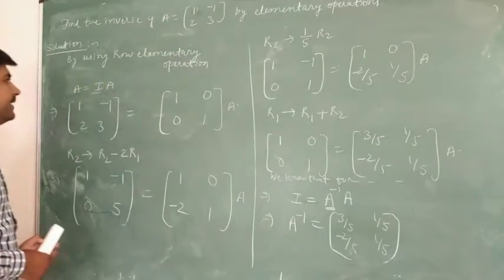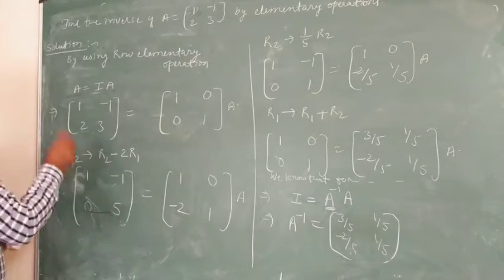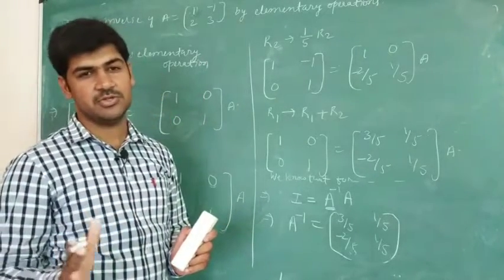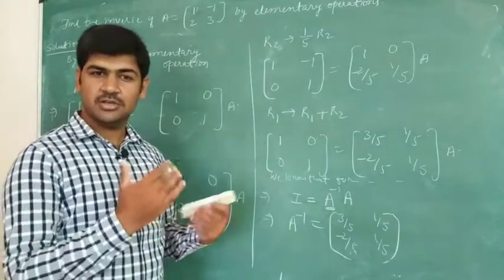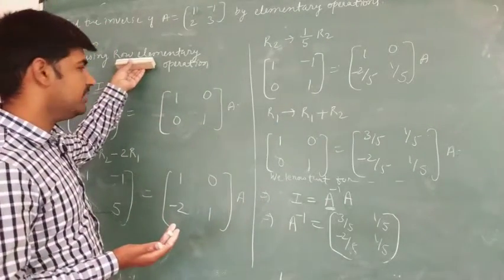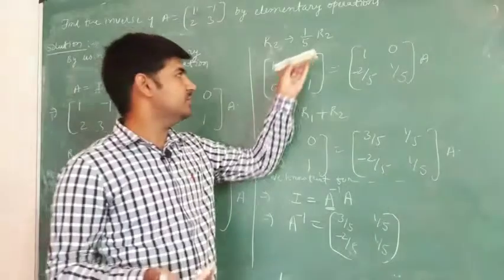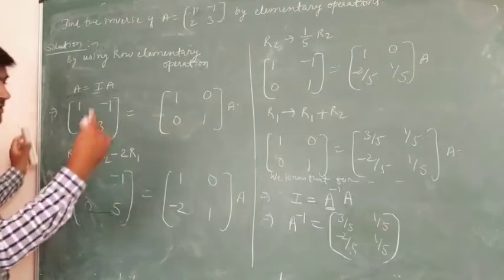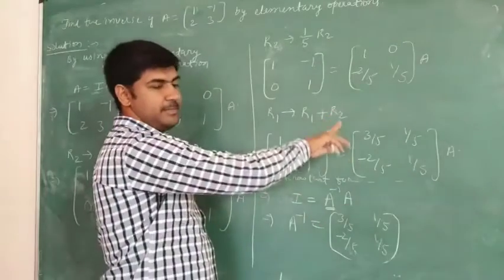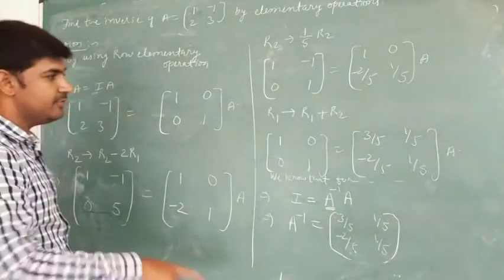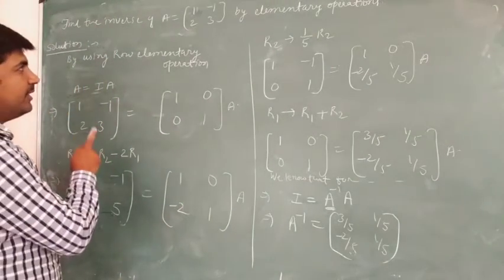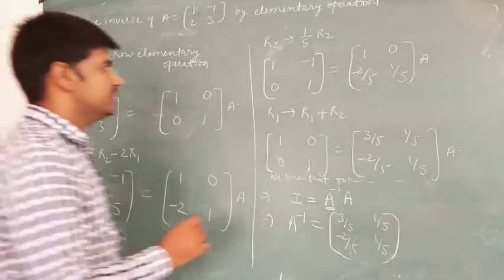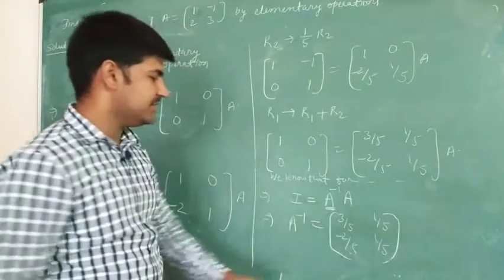So students, remember I told you there are two methods of finding the inverse of a square matrix using elementary operations or transformation. The first method is you can use row elementary operations, and the second method is you can use the column elementary operations or transformations. So here we used the row elementary operations and we found the inverse of the square matrix. Now we'll be using the column elementary operations and we'll be finding the inverse of this particular square matrix. So students, we got the inverse of this particular square matrix as this.